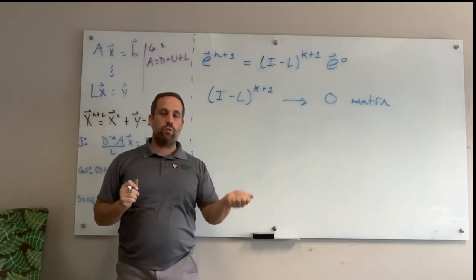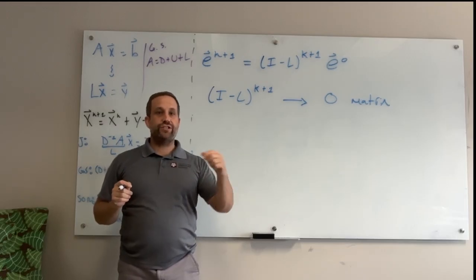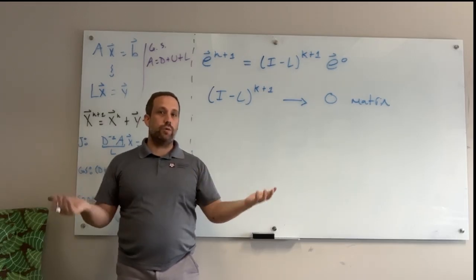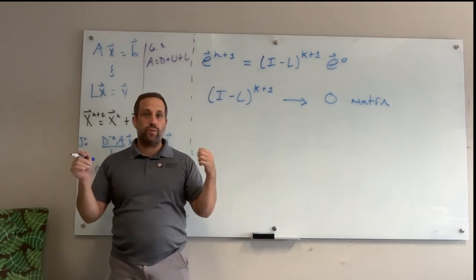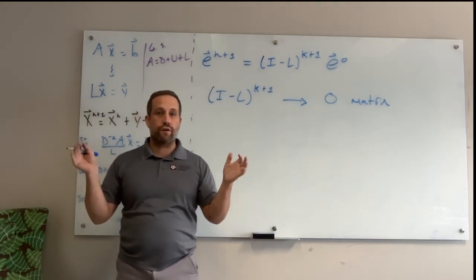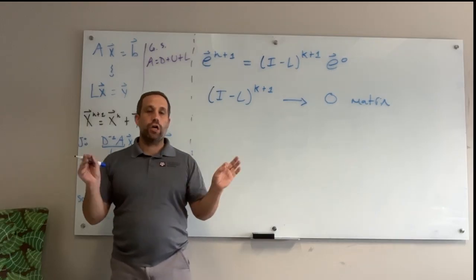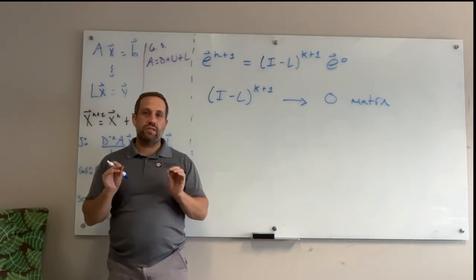If the modulus is equal to 1, and you raise it to the power of k, it's just going to stay on the unit circle. Or if we're just dealing with real numbers, it's going to bounce back and forth between minus 1 and 1, or just stay at 1. But it's not going to go to 0.